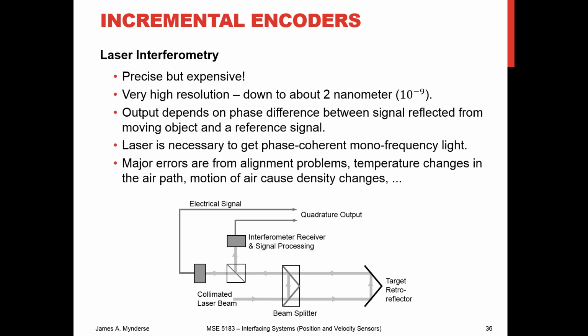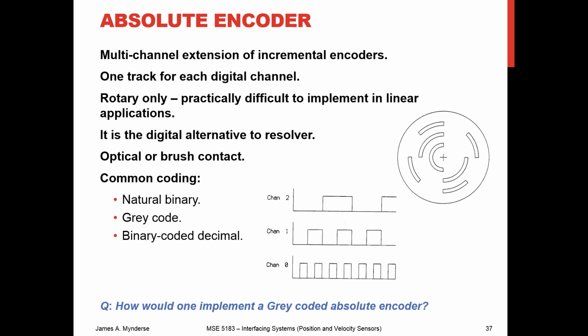I'm going to skip interferometry. Another option you can have is what's called an absolute encoder. An absolute encoder, instead of being incremental, where you're going to measure particular counts, is going to have a whole lot of tracks, and you're going to read each one of those tracks, and it's going to essentially give you a digital value corresponding to your position.